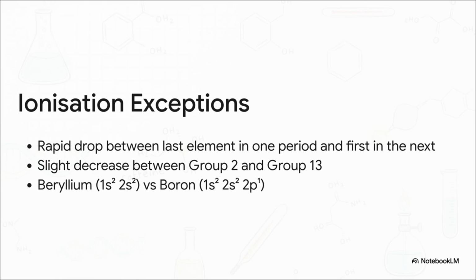But okay, here's the trap. Examiners absolutely love testing the exceptions to this rule. I mean, they're practically waiting with their red pens. Notice that rapid drop between the last element in one period and the first in the next, like going from helium down to lithium? Why the sudden plunge? Well, lithium's outer electron enters a brand new quantum shell further from the nucleus, and that vastly outweighs the increased nuclear charge. Even sneakier is the slight drop between group 2 and group 13.